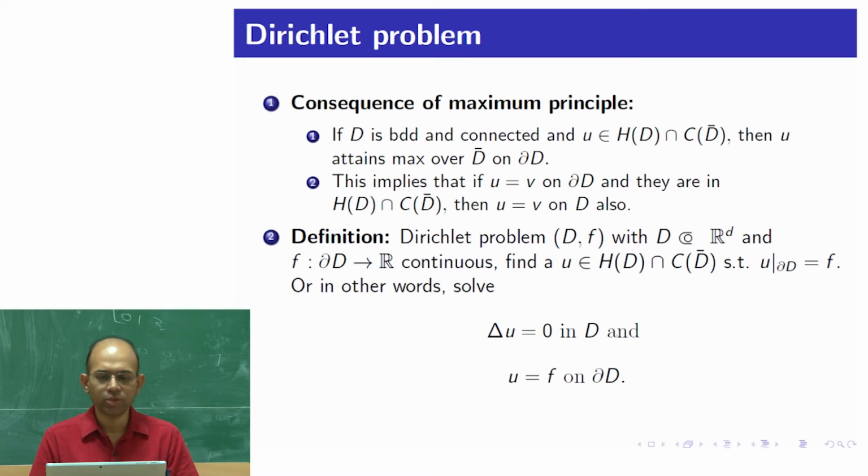And we know from the above result that if a solution exists, it is unique, correct? Because if you satisfy F on the boundary and there are two different solutions, both coincide on the boundary, so therefore they should be the same in the whole domain also.